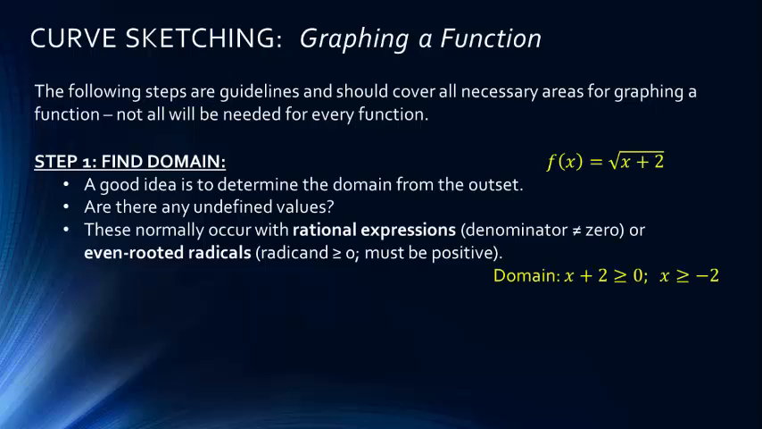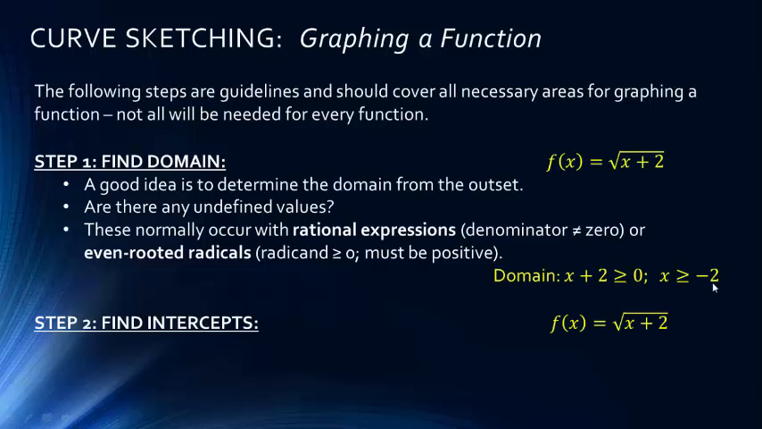So in this example here, where f of x equals the square root of x plus 2, we set the radicand, what's inside, greater than or equal to 0, and solve. So the domain of this function here is that x must be greater than or equal to negative 2. So this is what we're going to be graphing along the x-axis.